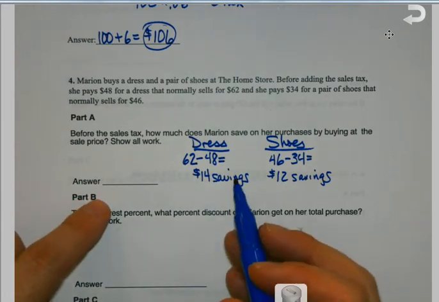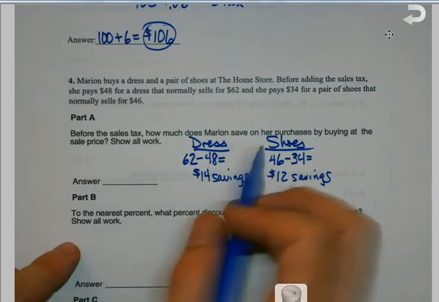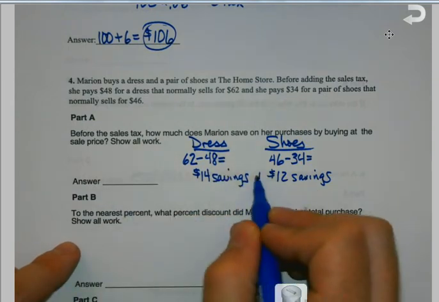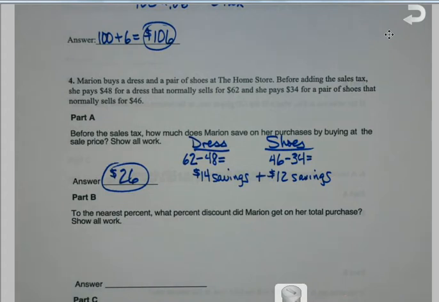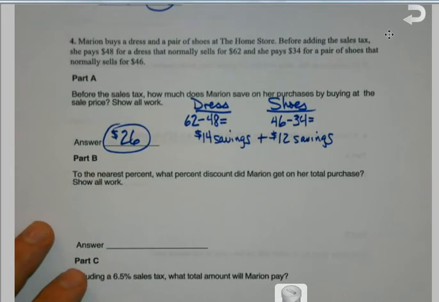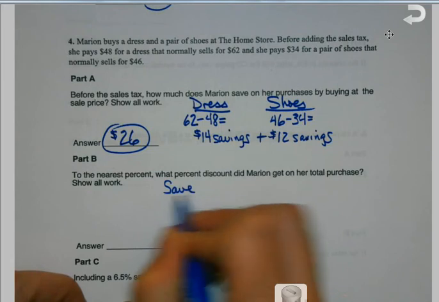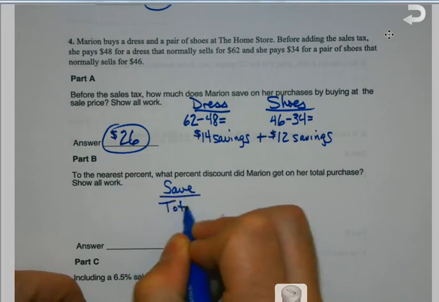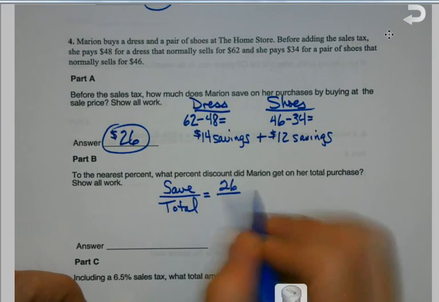So, how much did she save by buying at the sale price? Add those up. Looks like she saved 26 bucks. That's not bad. So to the nearest percent, what percent discount did she get on her total purchase? This goes along with what we did in the last section. Whatever she saved divided by the total. So she saved 26.